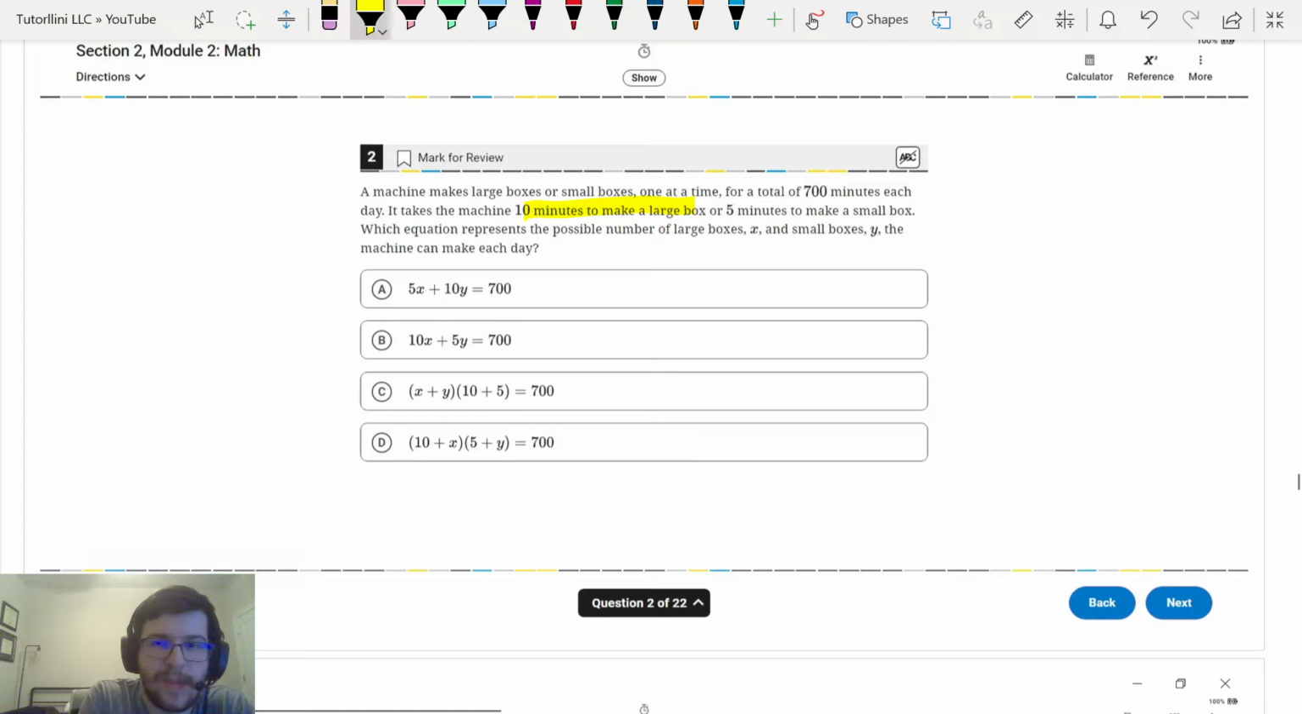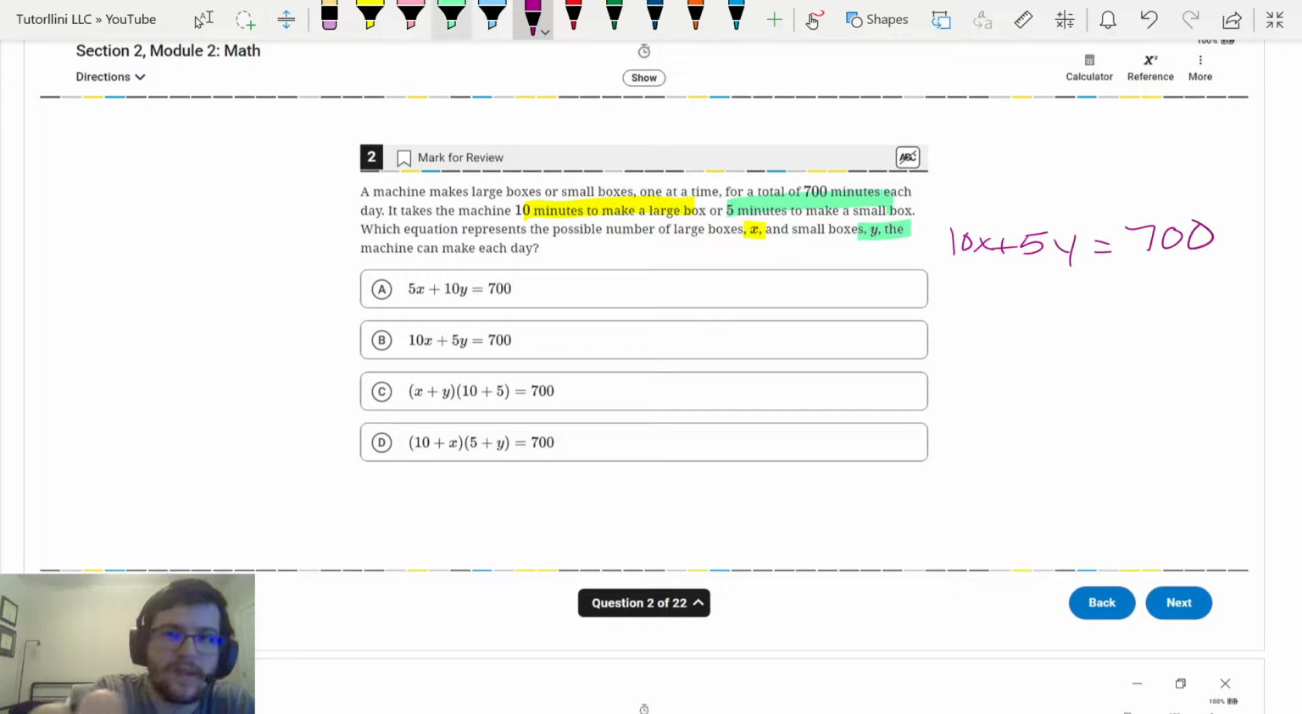10 is large box, so that goes with X. Y is 5, small box, so that goes with Y, small boxes. So you do 10X plus 5Y equals a total of 700. When you see a total, that should make you think addition.